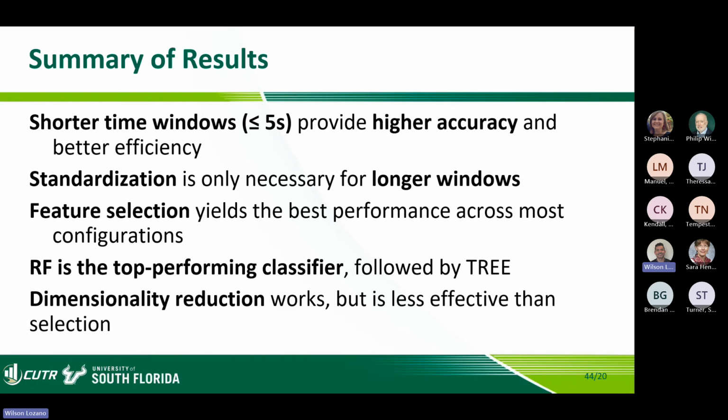Feature selection yields the best performance across most configurations, so it is a good tool for use. And random forest is the top performing classifier, followed by tree, and dimensionality reduction works, but is less effective than selection.